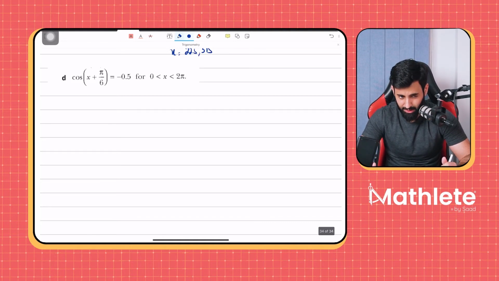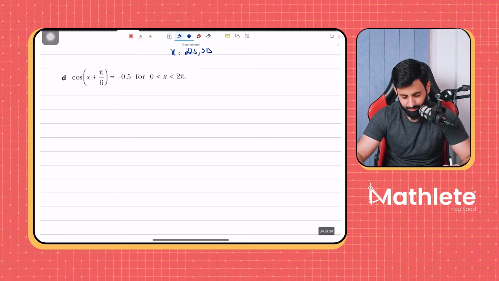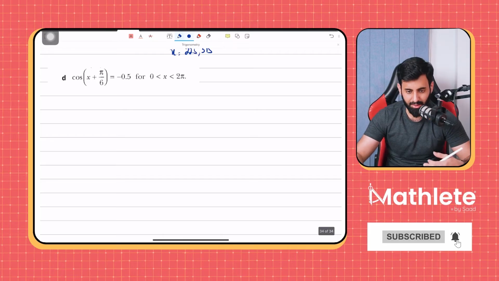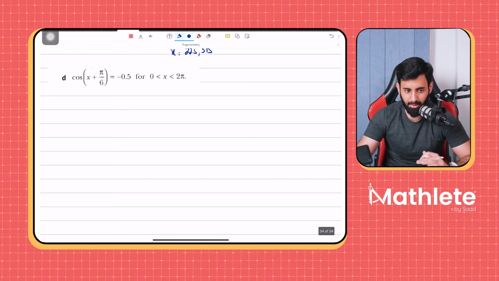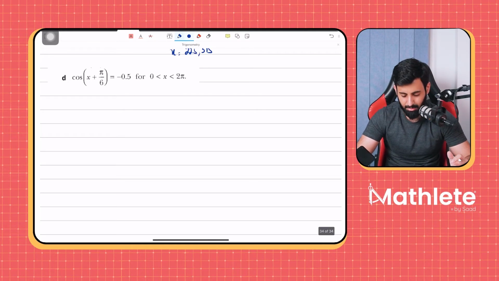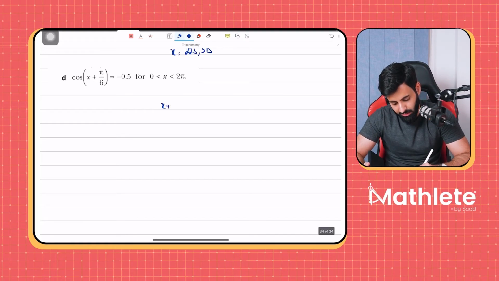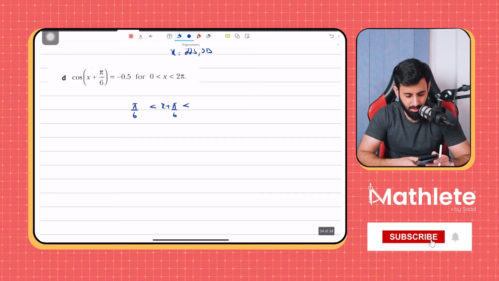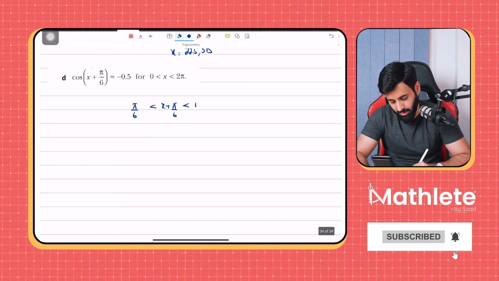What is the first thing you're going to do when you look at a question like this? Alter the range. Radian mode. Not necessarily in that order. You can alter the range, then change your calculator to radian mode. But remember to change your calculator to radian mode. So x plus pi upon 6. The new range is going to be pi upon 6 into 2 plus pi upon 6, which is 2 pi plus pi upon 6, which is 13 upon 6 pi.